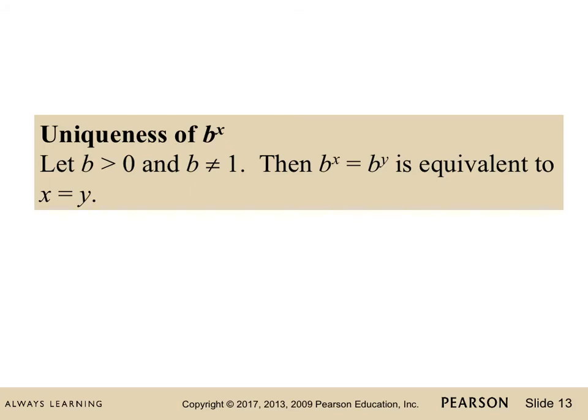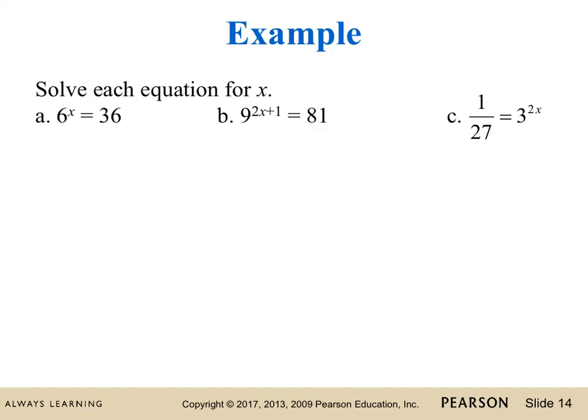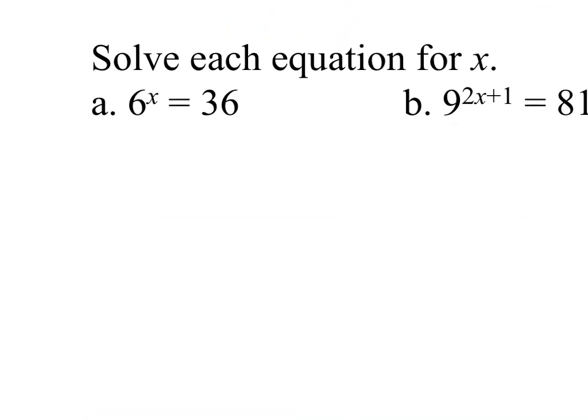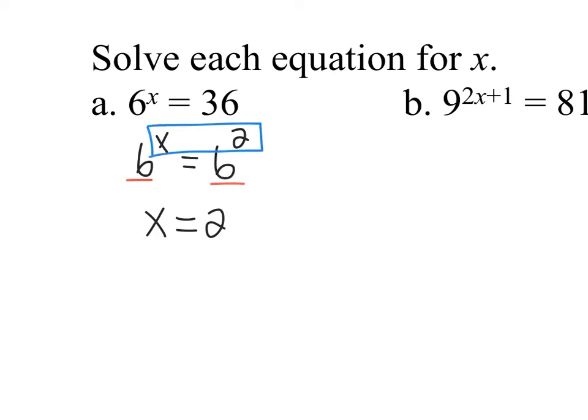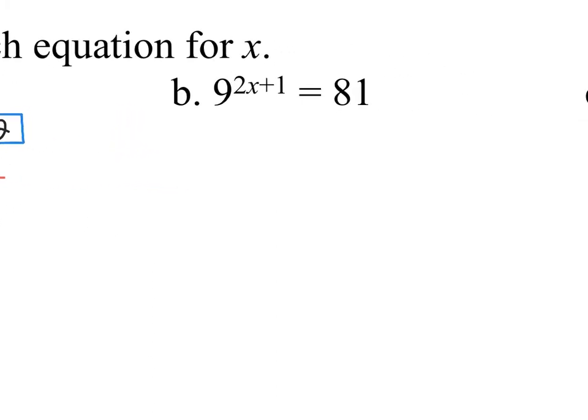It's best to see an example to understand how this uniqueness property works. Let's say we want to solve 6 to the x equals 36. Right now it's not written in the form b to the x equals b to the y, but I can recognize that 36 is actually 6 squared. So 6 to the x equals 6 squared. That must mean that x equals 2. Once we've gotten them to the same base, then we just look at the equation that appears in the exponent. These will rarely be written in that form already. We'll have to do a little bit of work.